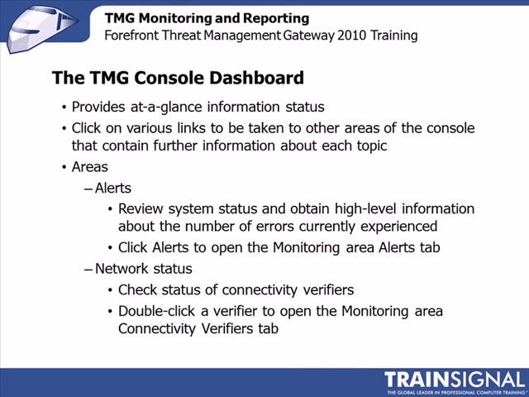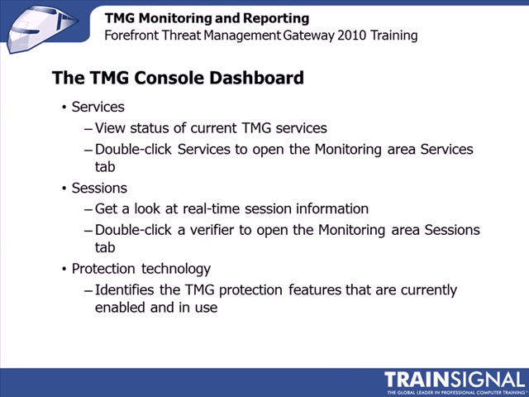In the Network Status area, you'll get to check the status of connectivity verifiers, and you can double-click a verifier to open the Monitoring Area Connectivity Verifiers tab. If you want to understand the state of Threat Management Gateway services, do so from the Services area and double-click Services to open up the Services tab in the Monitoring area. You may actually be seeing a pattern here. The dashboard is a conglomeration of elements from the monitoring area brought together in an easy-to-read way.